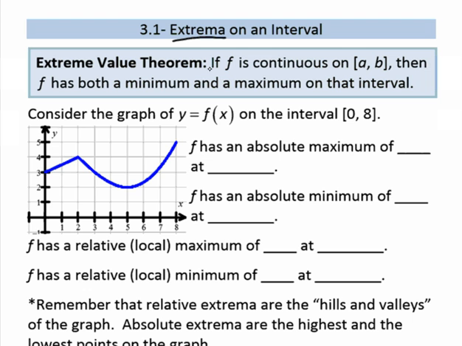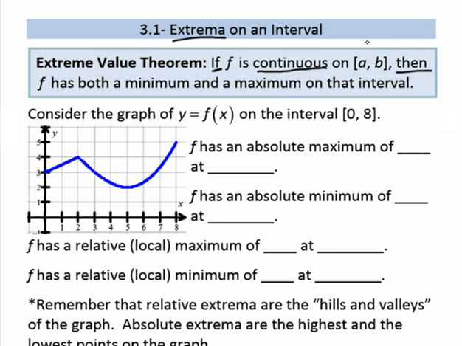Remember, a theorem is an if-then statement. So if we know the conditions are true, then we can assume the following. If we know that f is continuous, which means informally that there are no jumps or holes on the interval from a to b.